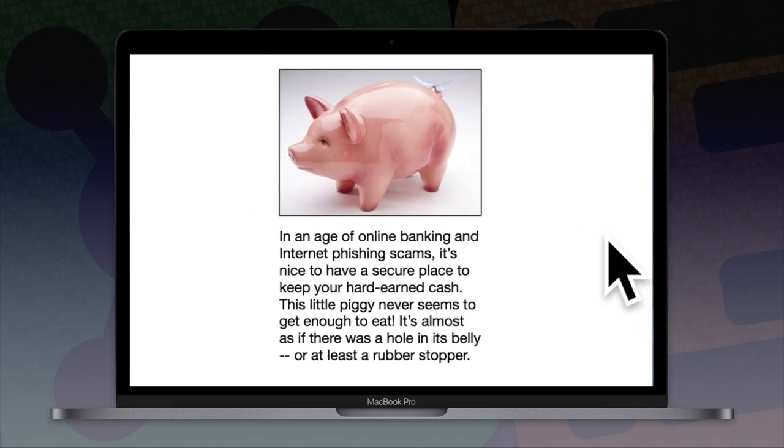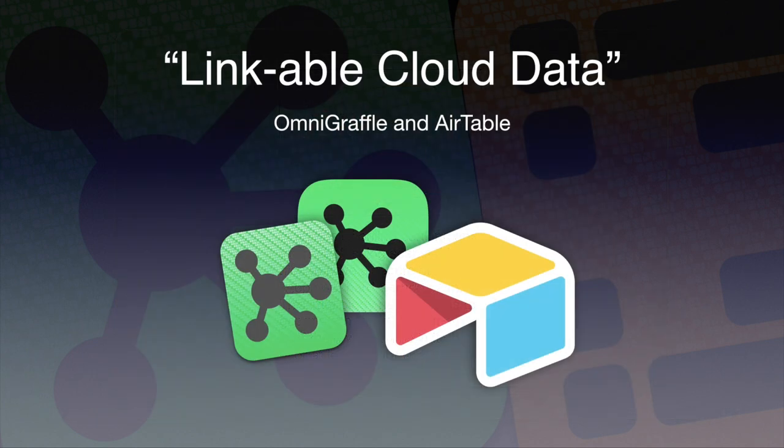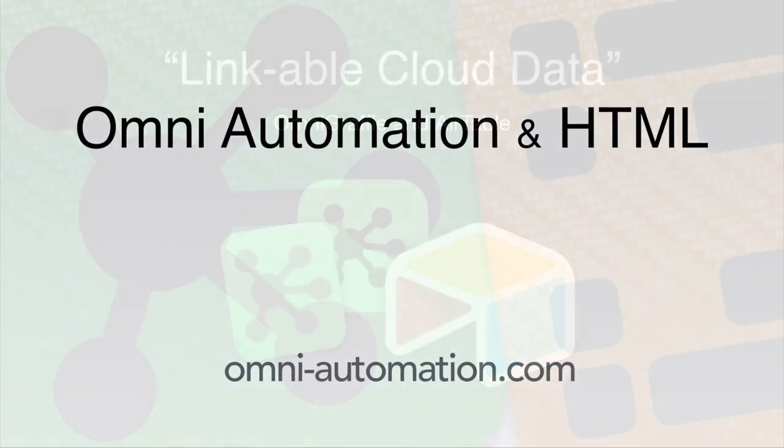That is incredibly powerful. That's different than anything we've done before with URLs. And the other thing to note is this is approved and it's shipping in the Apple Store. You can buy OmniGraffle that does this right now, and Airtable supports the Omni URL structure. So this is real. And that's linkable cloud data.